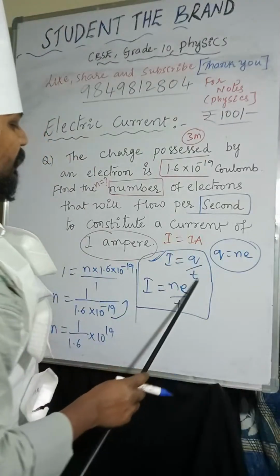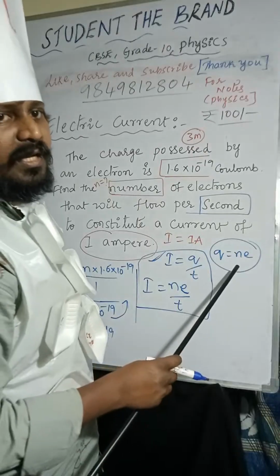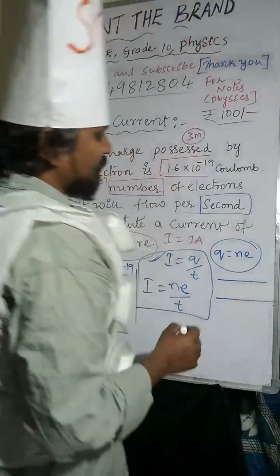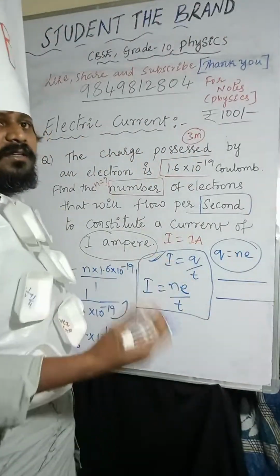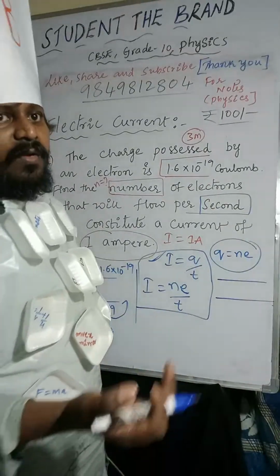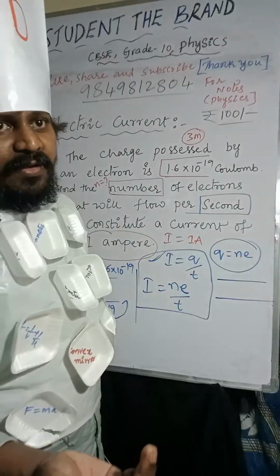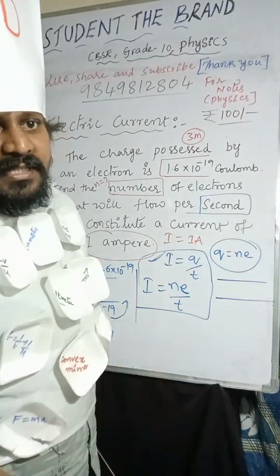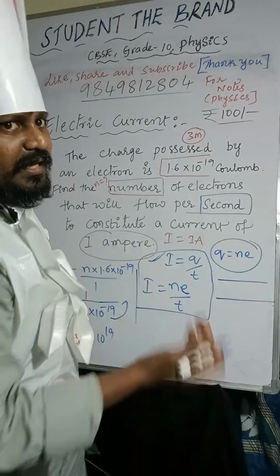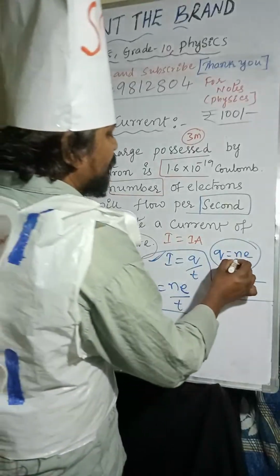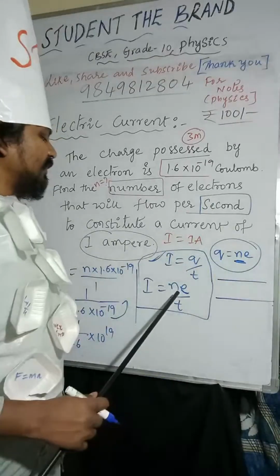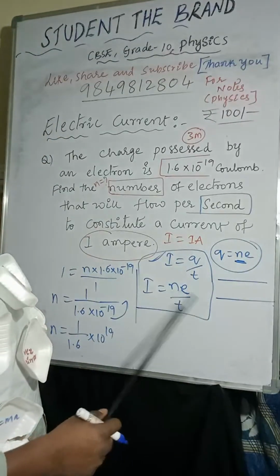I equal to Q by T, so Q equal to Ne. Sir, why are you taking Ne? Inside the conductor many electrons are flowing. If only one electron, two electrons, or three electrons flow, will you say current is flowing? No. Only when many electrons are flowing can we say current is flowing. So Q, quantization of charge, equals Ne, and I equal to Ne by T.